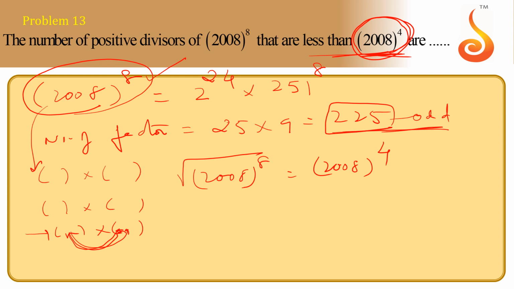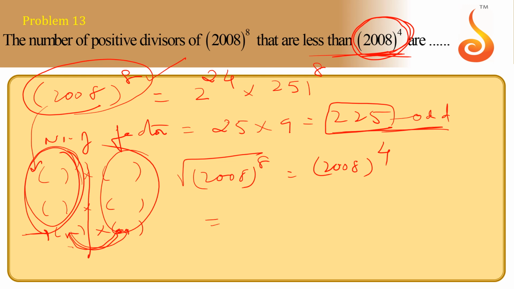So less than means, if you observe carefully, from here the factors will be in reverse order. So suppose I want less than this 2008 whole power 4, means only one side numbers, which are lesser than 2008 whole power 4, the other numbers will be greater than 2008 power 4. So I can say the required number is equal to 225 minus 1 divided by 2, which is 112. There will be 112 factors which are lesser than 2008 whole power 4.